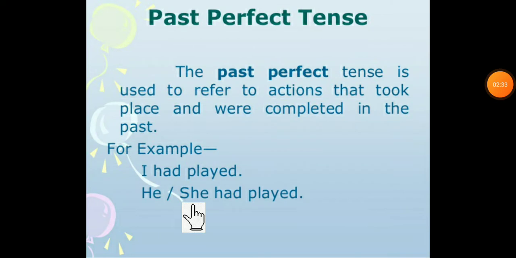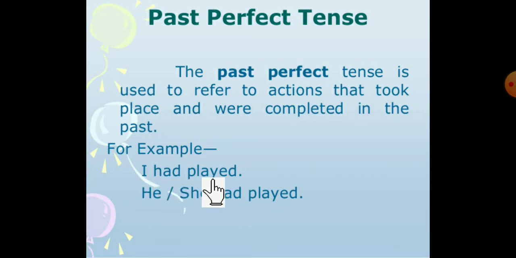Next is past perfect tense. Past perfect tense is used to refer to an action that took place and was completed in the past. For an action completed in the past, we use past perfect tense. So what is the formula? Subject plus had plus verb third form. For example: I had played. One more example: he or she had played. So here we use the verb's third form, and along with it we use had.